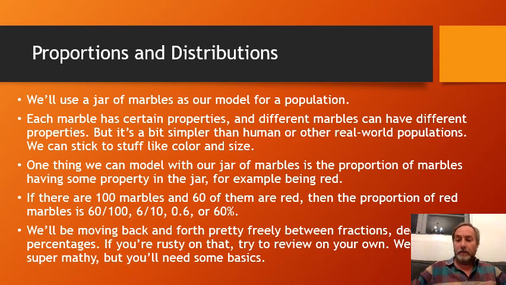So similar to our question about what proportion of women in America aged 20 to 30 have a full-time job, in principle it's no different a type of question to ask, what proportion of marbles in the jar are red? So if there are 100 marbles in the jar, and 60 of them are red, then the proportion of marbles is 60 out of 100. You could also rewrite that as 6 out of 10. You could write it as 0.6. You could write it as 60%.